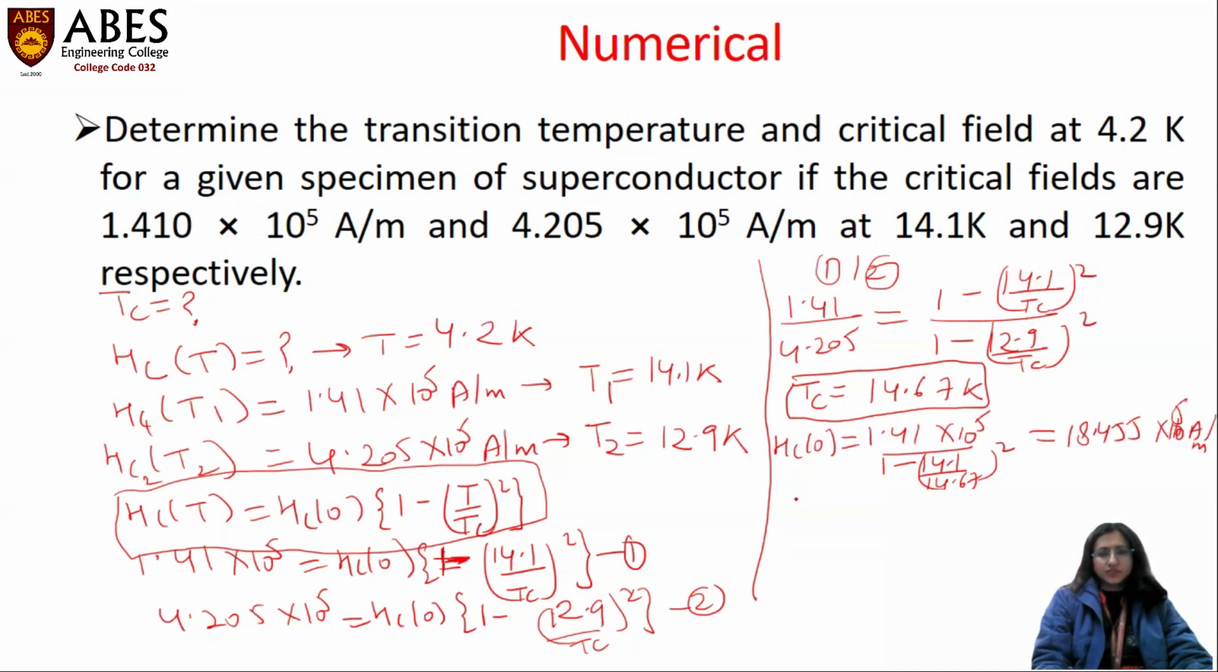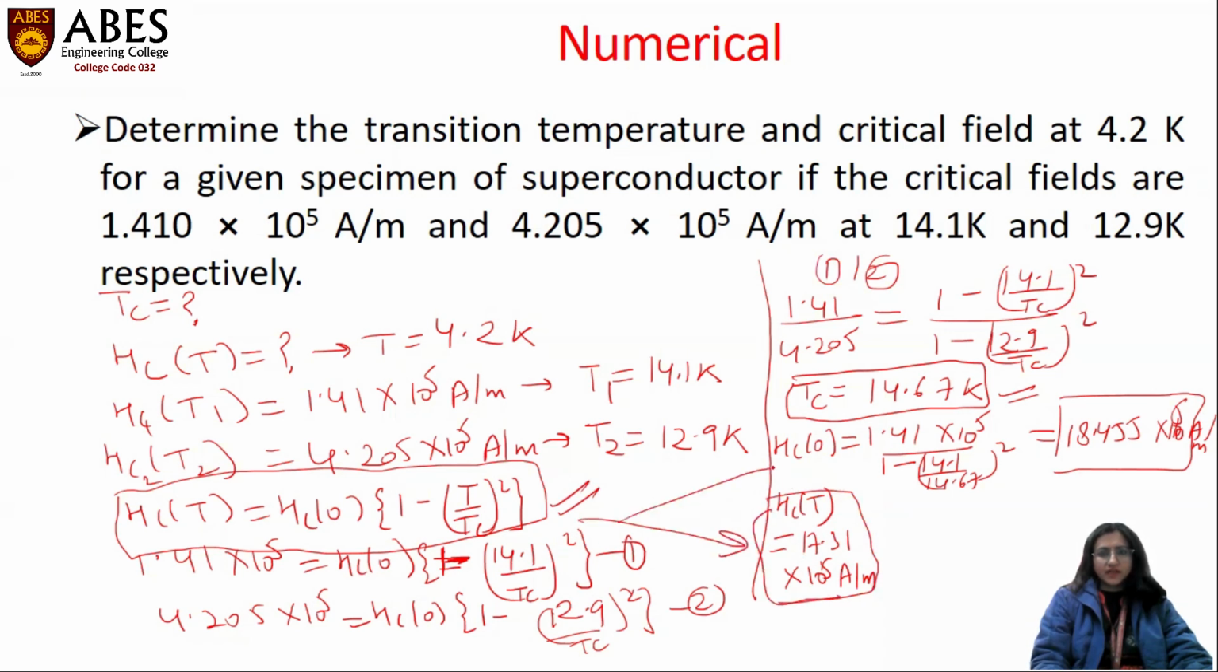So we will substitute this into our basic equation. We have determined the value of HC0. We have determined the value of TC. So when we solve, the value of HC(T) is found to be 17.31 into 10 to the power 5 amperes per meter. So this is the value of HC(T) which is determined by this equation, keeping the values of HC0 and TC.